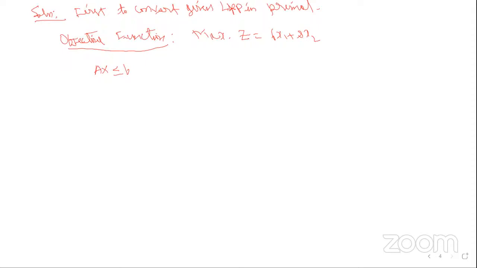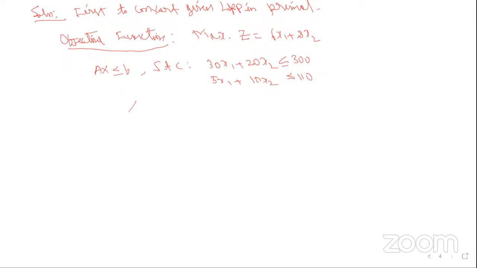That means what are the STCs given? Subject to constraints 30x1 plus 20x2 is less than or equal to 300, and 5x1 plus 10x2 less than or equal to 110.